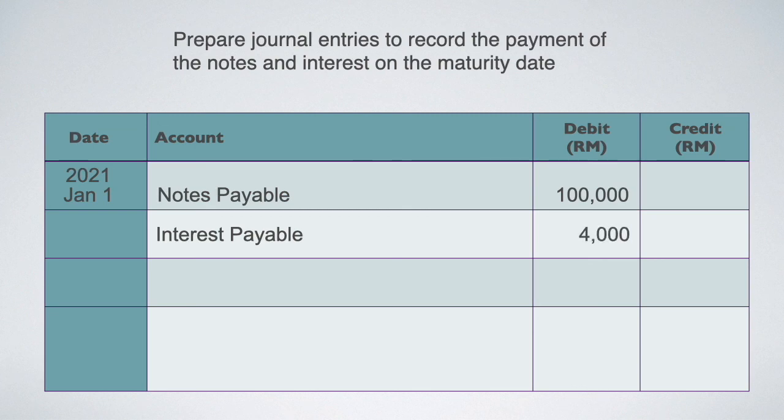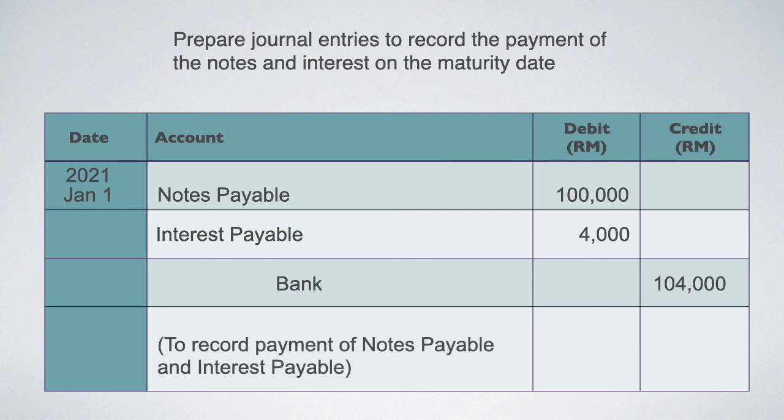Earlier, when you recorded it, it was a credit. Now you will debit this interest payable to show that the interest payable will be paid today. Today it will pay RM4,000. So that is settled. Combine both numbers and you get 104,000. This is the total amount that you have to pay on this date. So we have finished the notes payable. Now we move to expense payable.